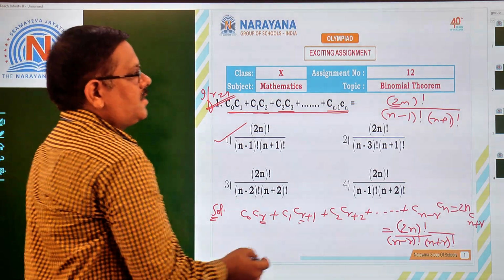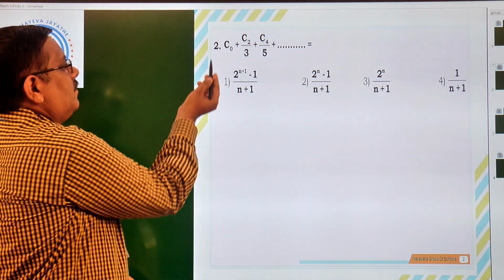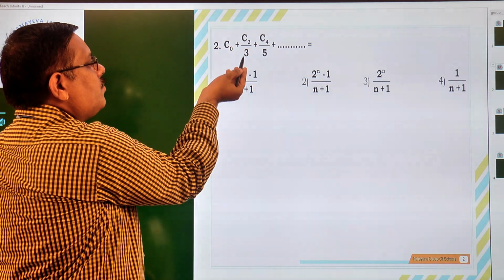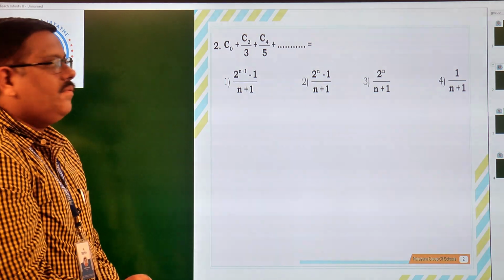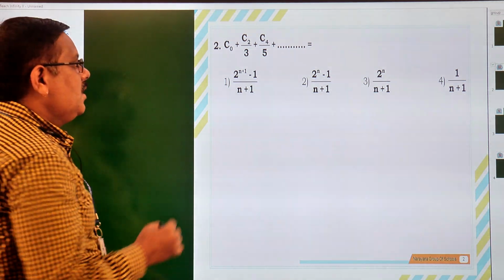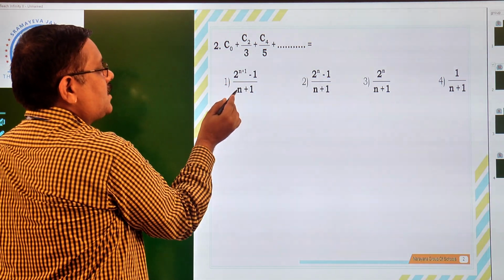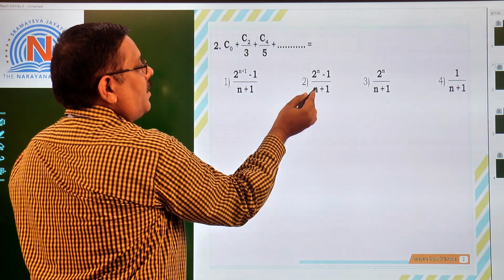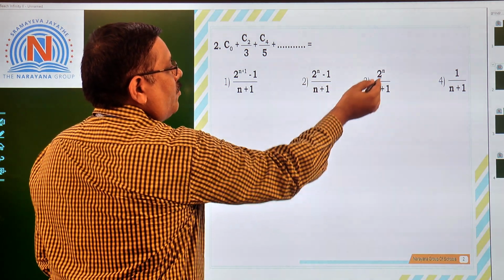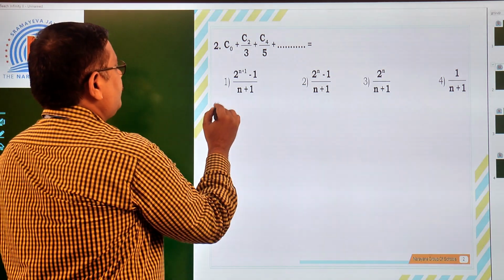Okay, now we'll move to the next question. We have C0 plus C2 by 3 plus C4 by 5 plus so on equal to. This is what he is asking us. Okay, now let us start the solution. We are given four options: 2 power n plus 1 minus 1 by n plus 1, 2 power n minus 1 by n plus 1, third option 2 power n by n plus 1, fourth option is 1 by n plus 1.